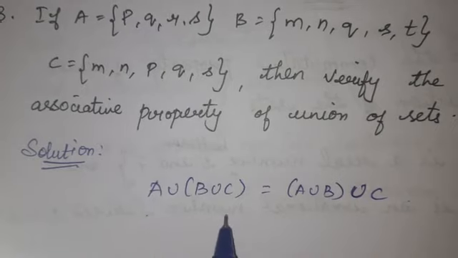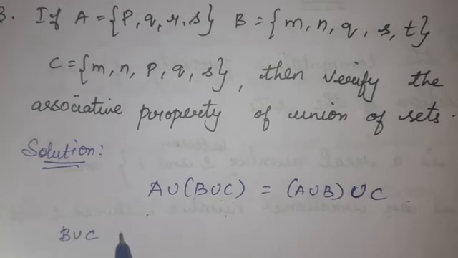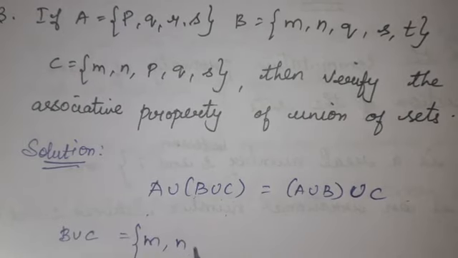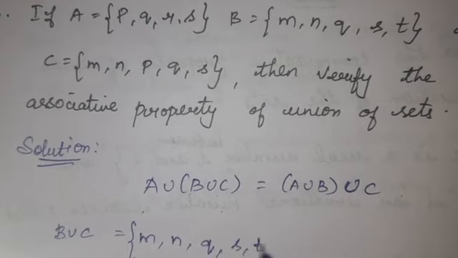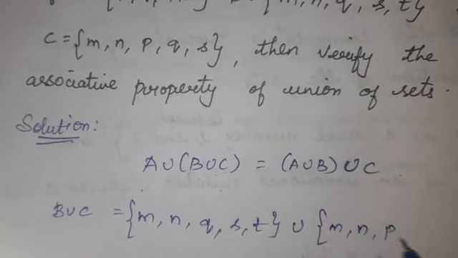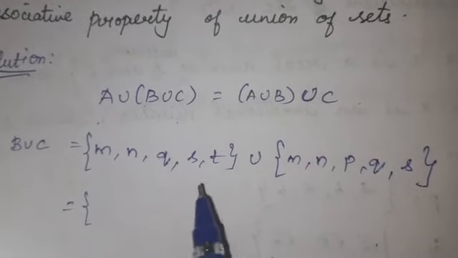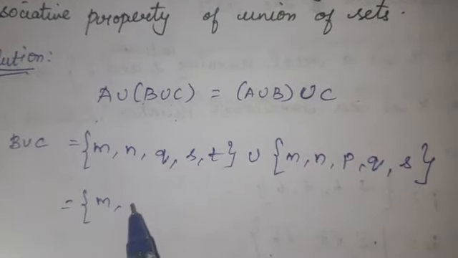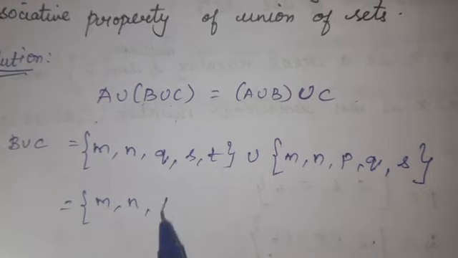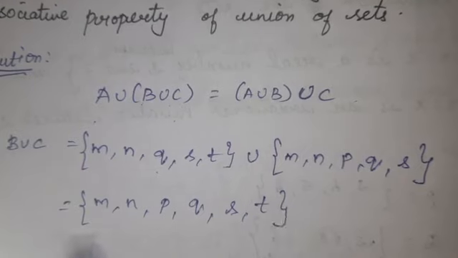Here first you should take the LHS side. In the LHS side you have the bracket B union C, so first you should find B union C. B set is M, N, Q, S, T, union C set is M, N, P, Q, S. Union means join together and write. M is present in both sets, so you write it one time. N is also present in both sets, write it one time. Next P, I included P. Next Q, S, T. This is B union C.